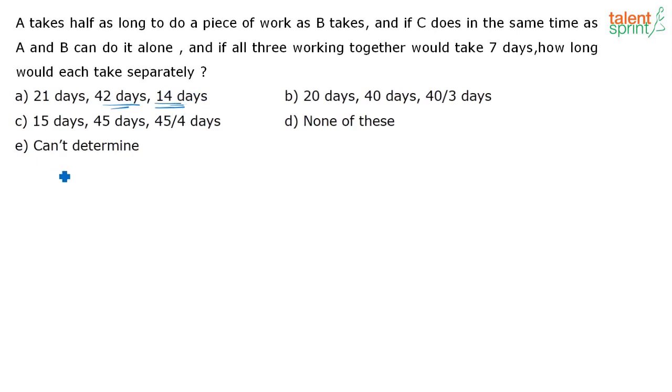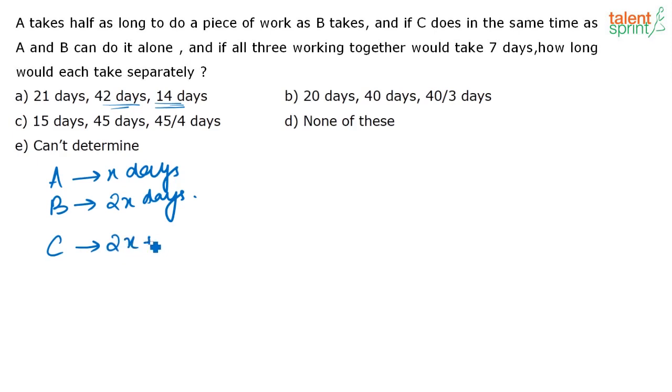Okay, so first I am going to assume that A is doing the work in X days. If A is finishing the work in X days, how many days will B take? B will finish the work in 2X days. Here they should have worded the question correctly. C does it in the same time as A and B together. Basically what they meant is that C will take 2X plus X, that is 3X days to finish the work. So if A does the work in X days, B will do it in 2X days, and C will do it in 3X days.